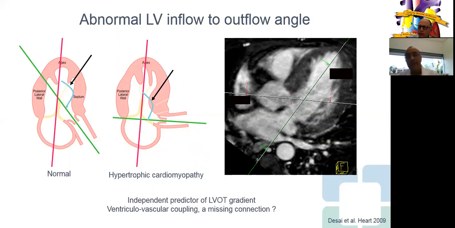As you age and in hypertrophic cardiomyopathy patients, what we've seen is that there is an abnormal angulation of the outflow as compared to the inflow. You can imagine, in a normal situation, the blood flows out normally. In an abnormal hypertrophic cardiomyopathy situation, it almost has to take a right-hand turn, adding to turbulence. And we have shown that this is also an independent predictor of outflow tract gradient.